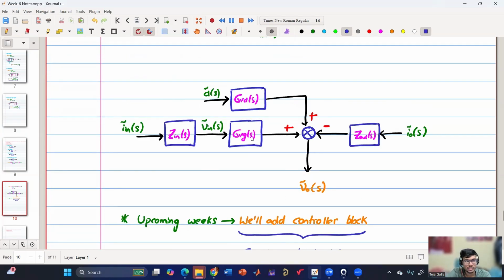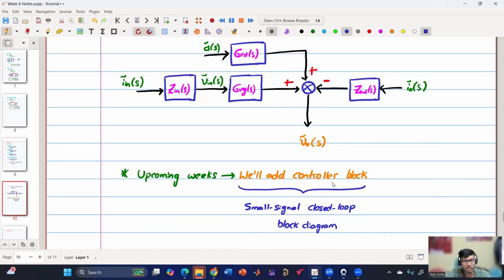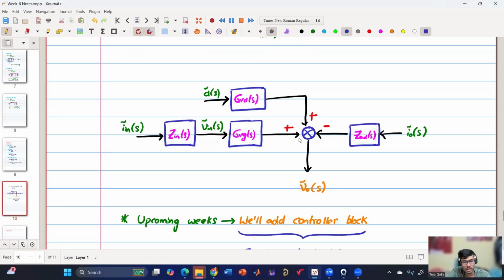Like this week, we are slowly building our knowledge and adding to our existing knowledge, so that in the upcoming weeks, we'll design the controller, and then we'll see how the controller block will fit in this, where it will fit, and how our overall small signal closed loop block diagram will look like. We'll be using this in the future, and in addition, we'll add additional blocks and see how things change. So is this clear until this point?